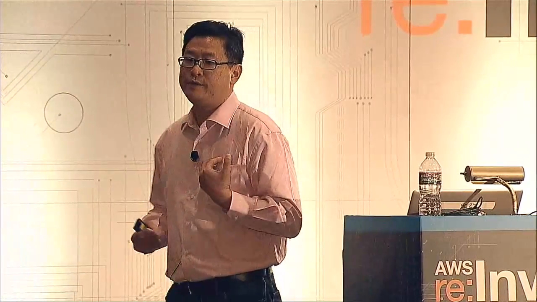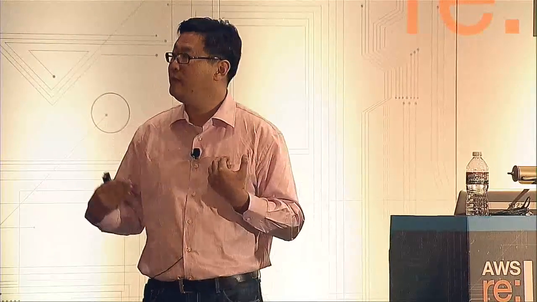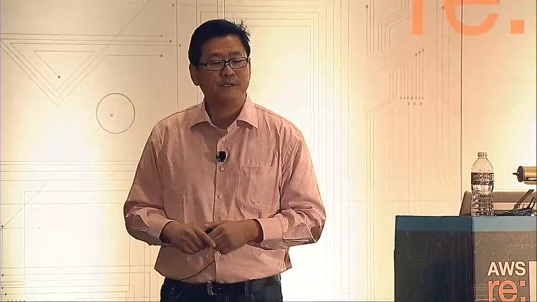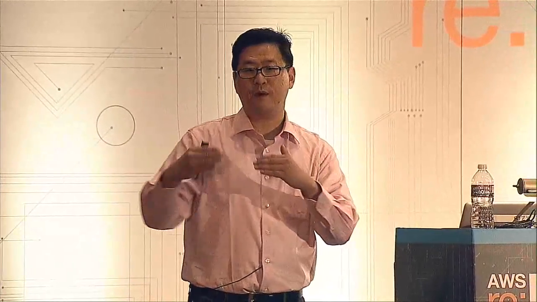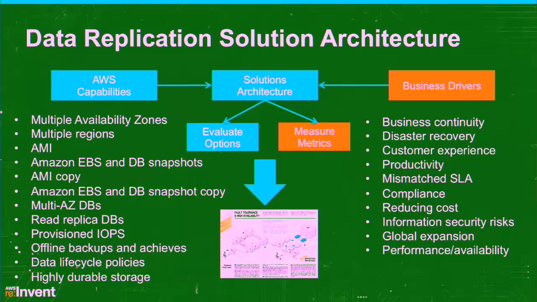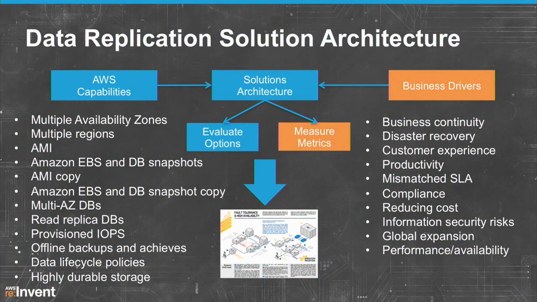So usually what we do, or I do at least, is I evaluate different options and then try to measure metrics. Measuring metrics means that, depending on the business drivers, you want to know how you can actually measure the baseline, and typically measure the business drivers depending on the metrics. You want to measure it after you implement something so that you can actually see the difference. And then you come up with the architecture design or solution architecture, right? So that's the typical process that we usually go through.